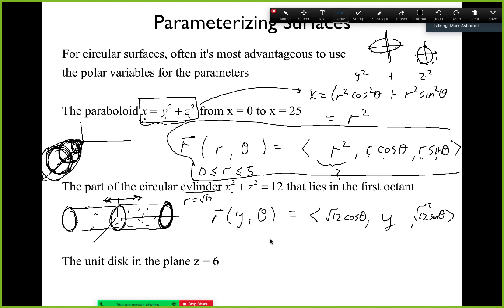First octant means that y is greater than 0, and only this part here. So what angle measure is that? First octant is going to be from 0 to pi over 2, right? It's going to be that quarter circle, where that is the x direction and z. So looking this way, counterclockwise from x up to z would be 0 to pi over 2. That gives us just the part of the cylinder in the first octant.